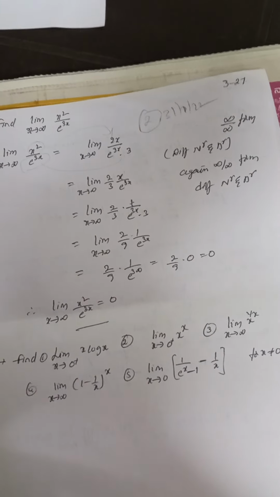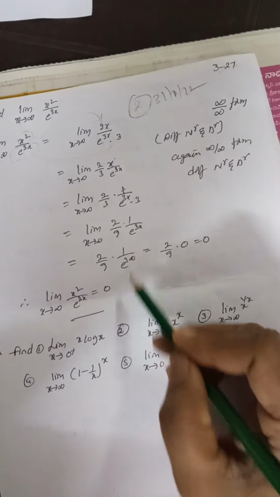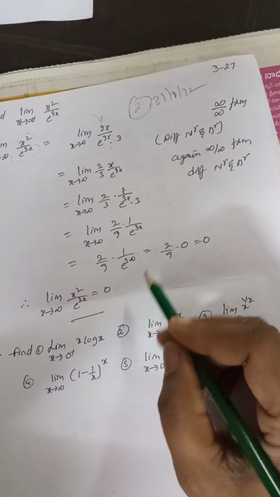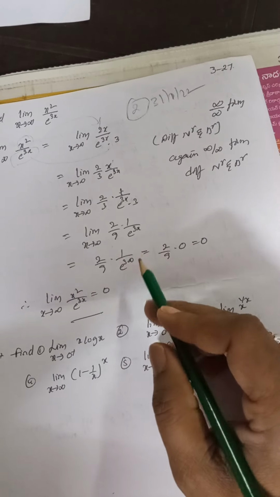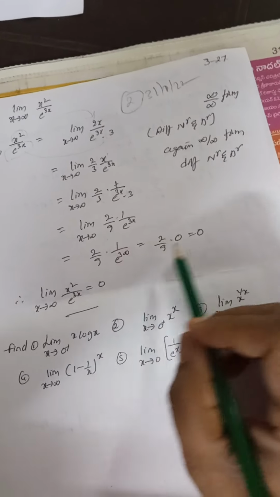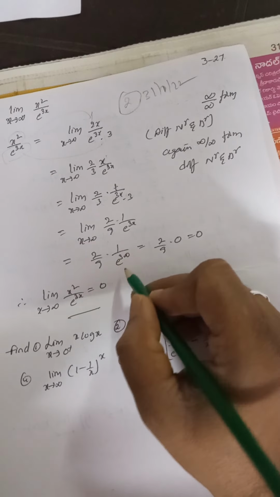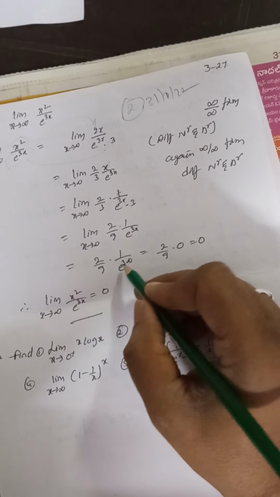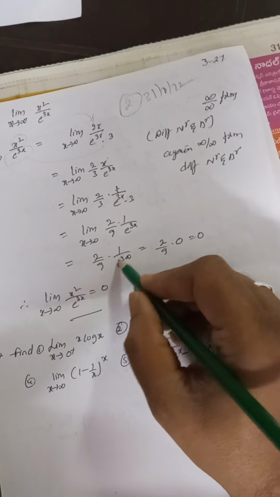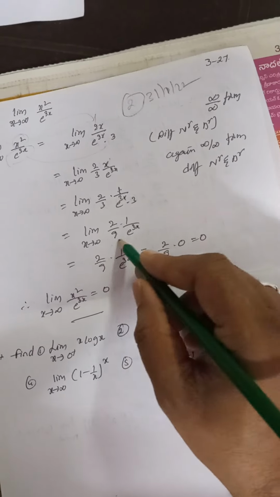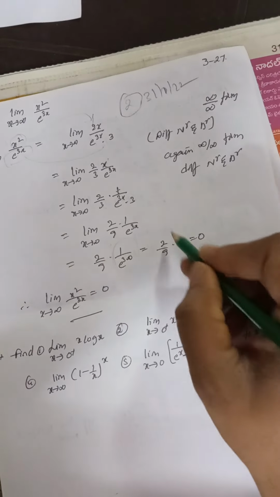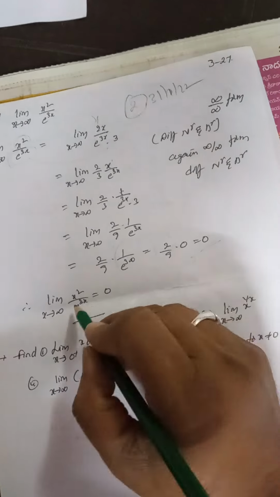Now if you apply the limit, now e to the power of infinity. E to the power of 0 is also 1. Now sorry, here what is this? E to the power of 3 into infinity is infinity. 1 by infinity value is 0. Therefore, 2 by 9 into 0 is 0.